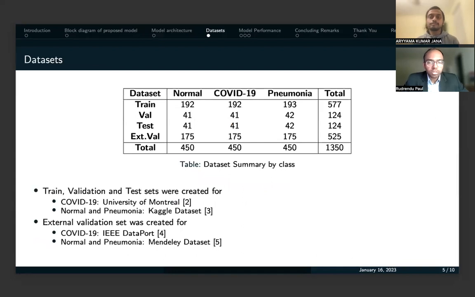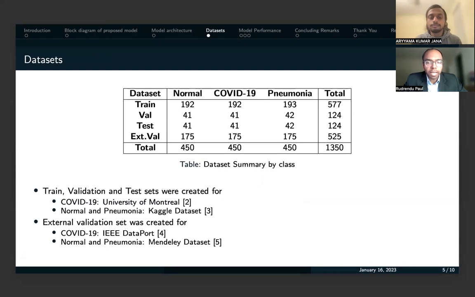Yes, I'll be talking about the datasets here. At a very high level, we have 2 different datasets, one for developing the models, and the other is an external validation dataset that was created from a different source and didn't have any overlap with the existing training dataset used for training the models. In the datasets, we have 3 different classes: COVID-19, normal, and pneumonia. For the training, validation, and testing sets, we combine 2 different sources, one from the University of Montreal and the other from the Kaggle dataset.